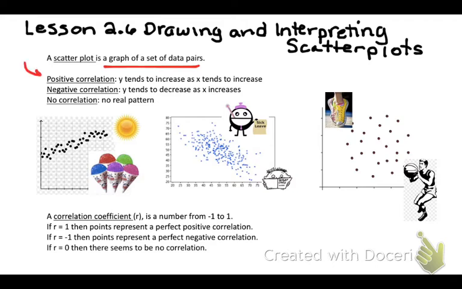We have positive correlation, negative correlation, and no correlation. Positive correlation says y tends to increase as x tends to increase. So you can see that it's rising from left to right.